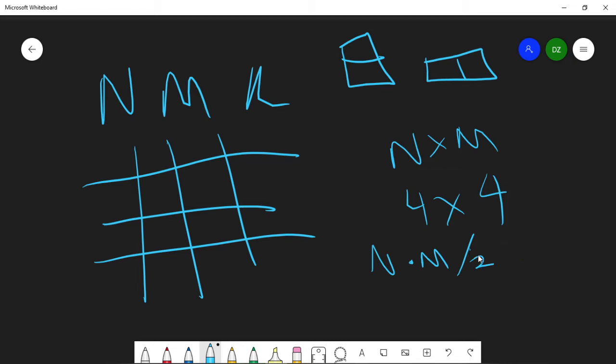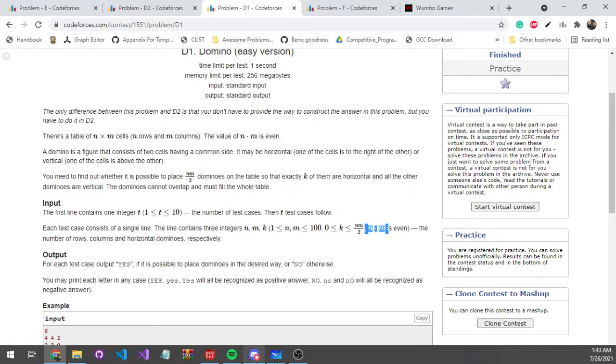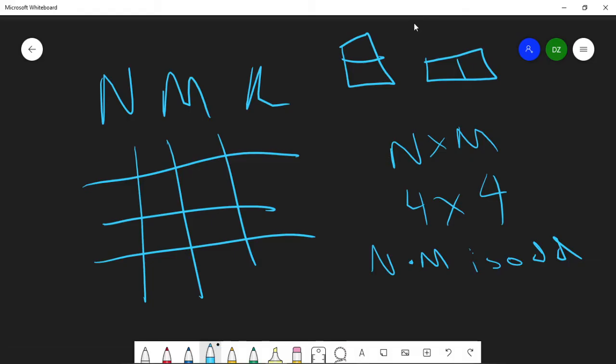So we automatically know that if n times m is odd, it's impossible because it's not divisible by 2, which they already cover. It's always even, I think, in the problem statement. I'll explain K too. K is the exact amount of horizontal dominoes. So if it says 3, you can only use 3 horizontal and the rest must be vertical.